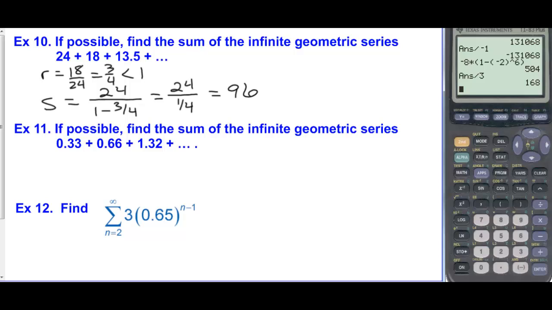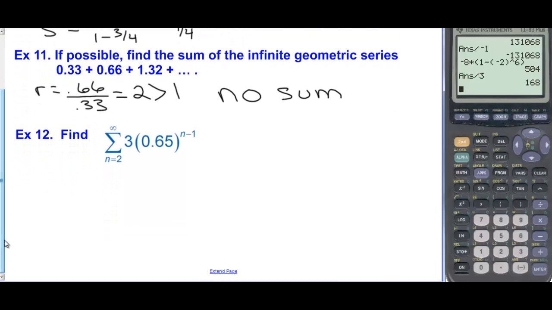If possible, find the sum of the infinite geometric series. R is equal to 0.66 divided by 0.33, which is equal to 2, which is greater than 1. So no sum.